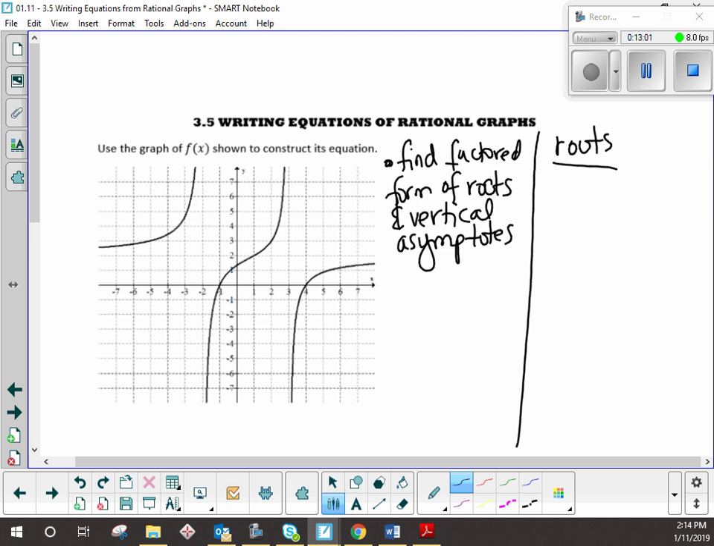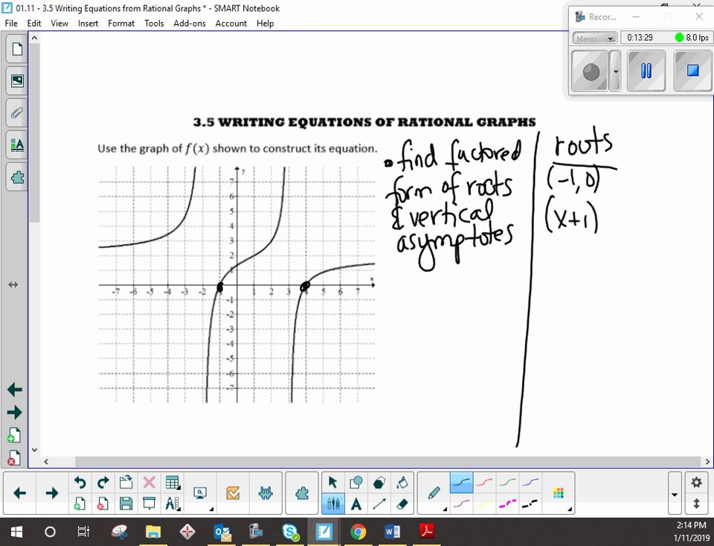So how many roots do you see there? Two. There's 2 roots. I've got this one and this one. So this root on the left is negative 1, 0. Well, what factor would give me negative 1 for a root? X plus 1, right? Because I would set x plus 1 equal to 0 and solve, and that's how I would get the negative 1. So the factored form is x plus 1.